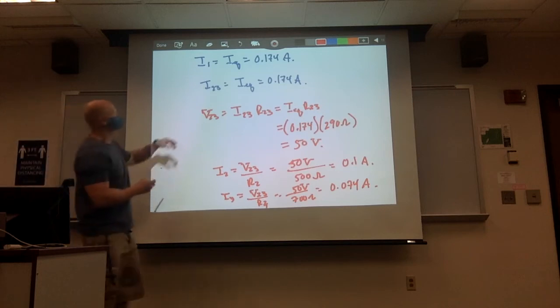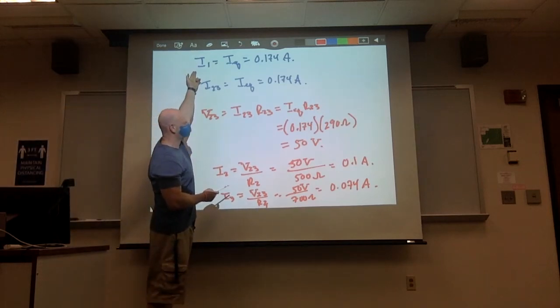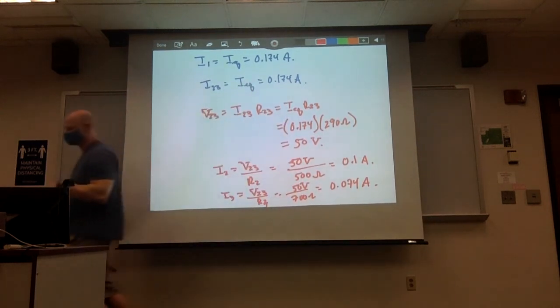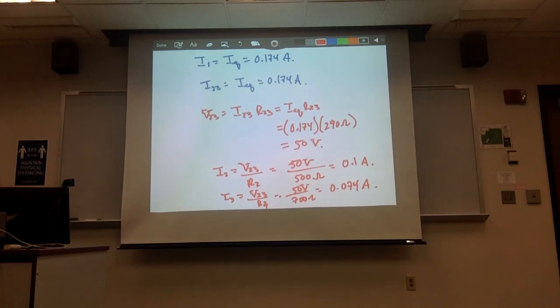Now, as a good check, this is IEQ, which means the sum of these two currents has to equal that current, which they do in this case. So good, we're almost done. We've got two more things to do.